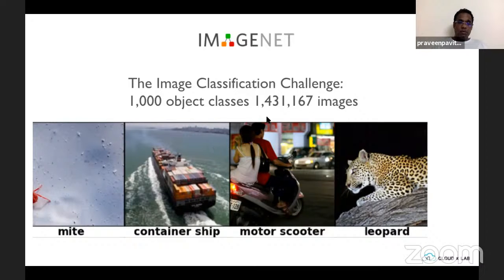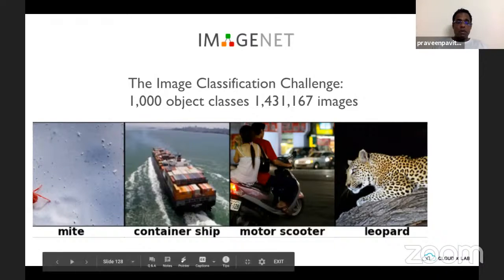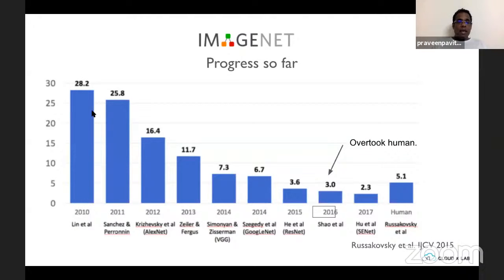Images that look like this, and as you see, it might also be just a part of the object. The challenge ran from 2010 until 2017. So this is essentially the last decade, where deep learning and computer vision just took off and revolutionized everything.